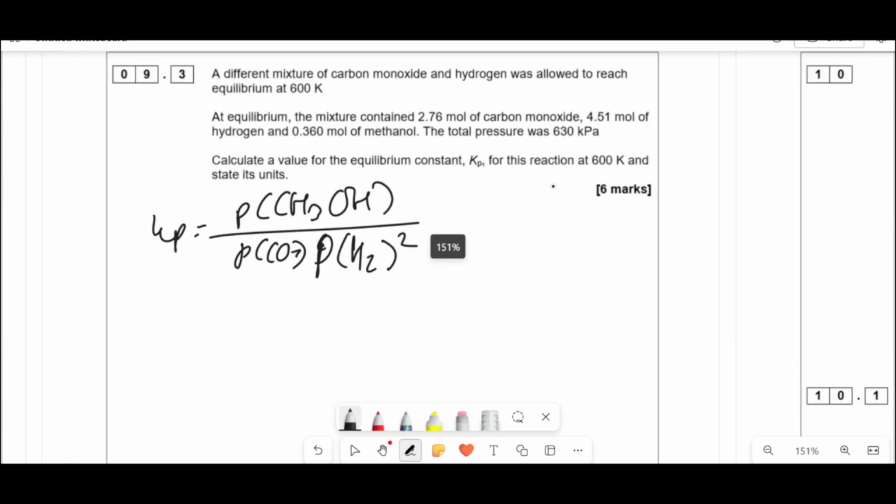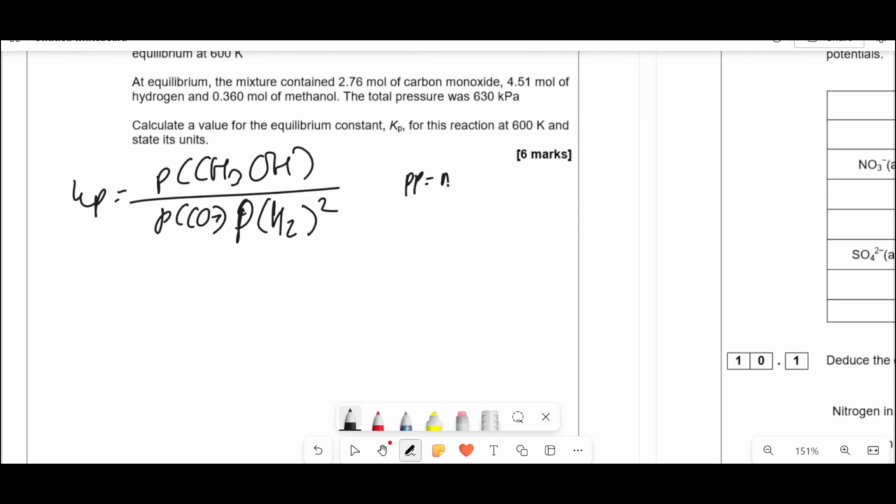Right, so we need to find the partial pressures of all of these. Partial pressure equals mole fraction times the total pressure. This is the worst acronym ever. PP, MF, and TP, man. But anyway, we need to find the mole fractions of each of these and then eventually those things. So write everything out: carbon monoxide, H2, and then the methanol, so the CH3OH.